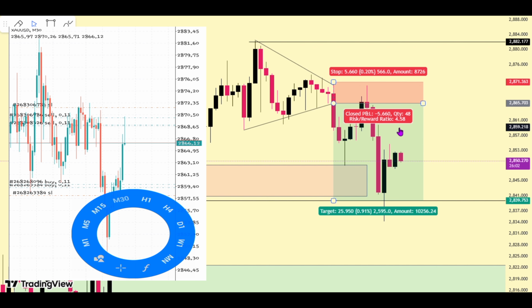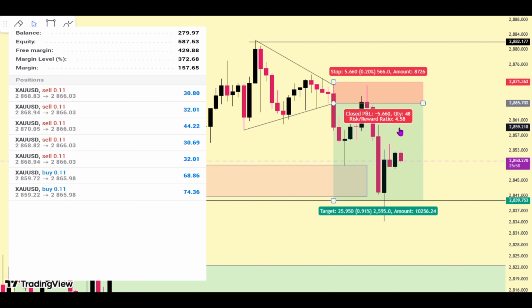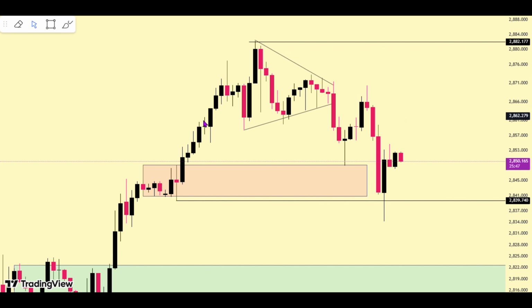Of course, it is a 4.5 risk to reward ratio. We actually risked 56 points for 250, which is quite reasonable and applicable on the forex market. Let me do away with this. Let's try and break the trade down.